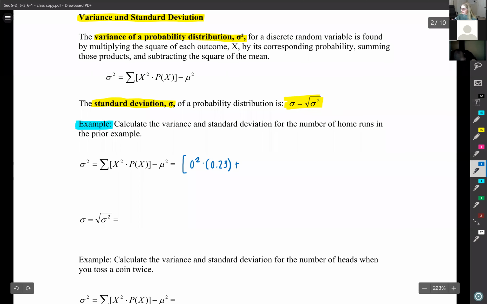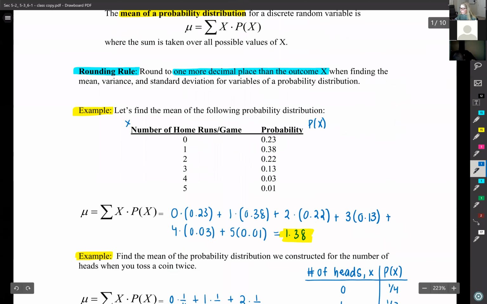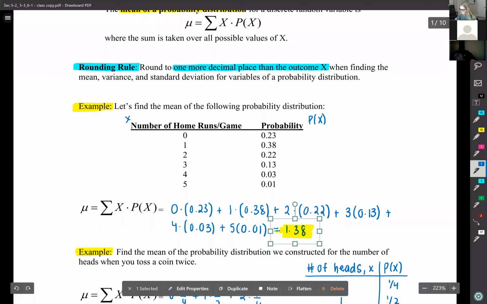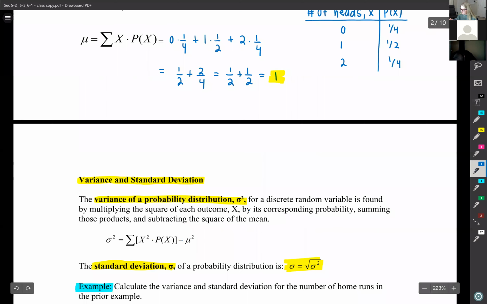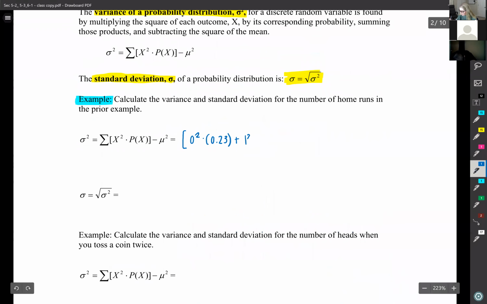And then for the next one, if we come back up, we had one home run and a probability of 0.38. So I'm going to come down and add to it 1 squared times its probability of 0.38. Okay, so the next one was 2 home runs. So I'm going to do 2 squared and multiply it by its probability of 0.22. Next one was 3, so I'll do 3 squared and multiply it by its probability of 0.13.